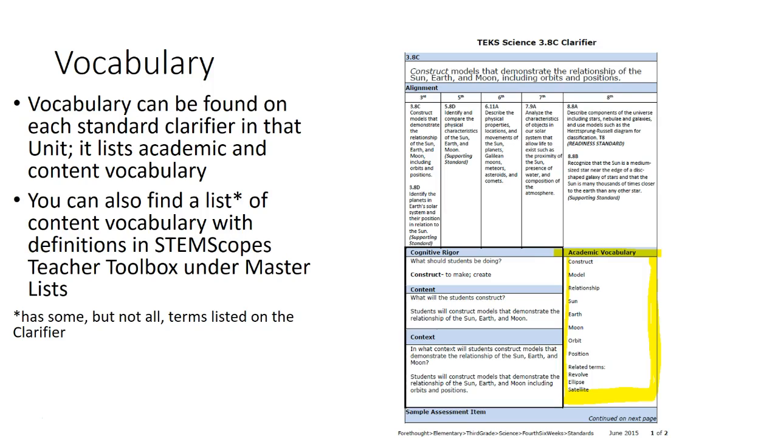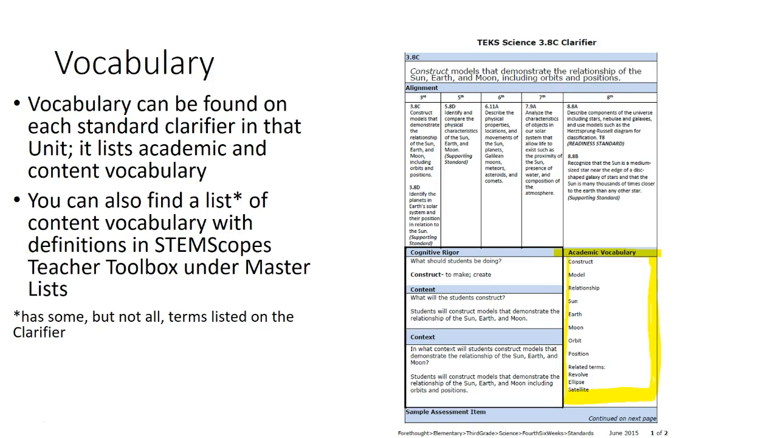Okay, let's wrap up with vocabulary. Just a reminder that the vocabulary for each one of the content standards is found on the clarifier. I always have the terms that come directly from the standard on there, and then I'll have any related terms. So when we talk about models of the sun, earth, and moon, I've also included revolve, ellipse, and satellite, as those are terms that aren't really listed in the standard but help students understand the content of the standard a little bit more clearly. So those would be words that I would definitely add.